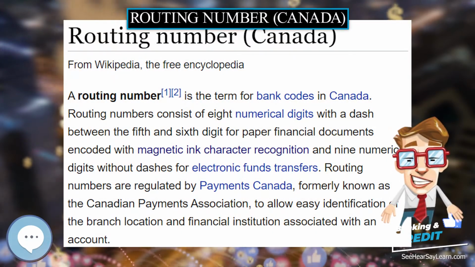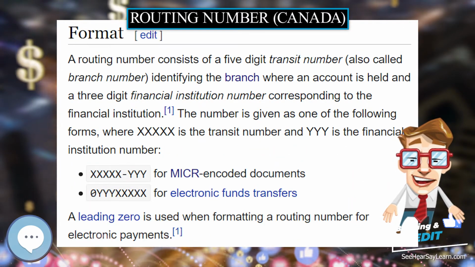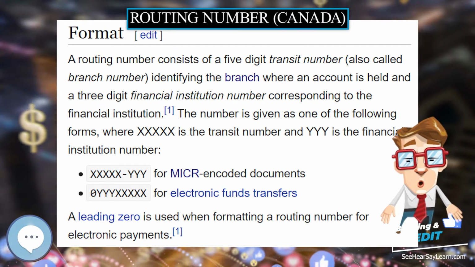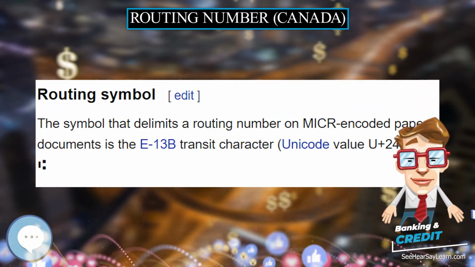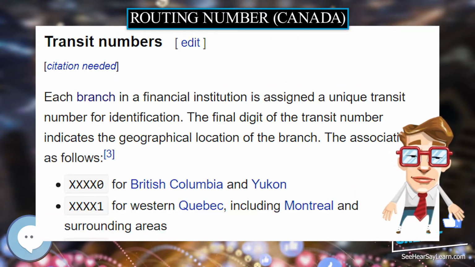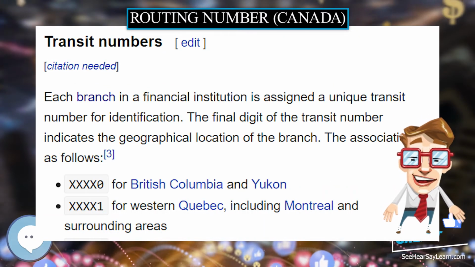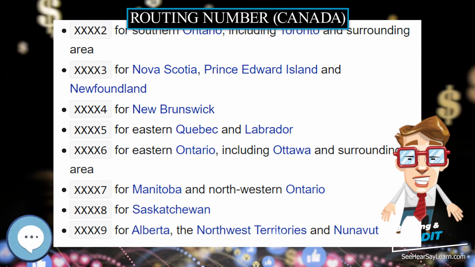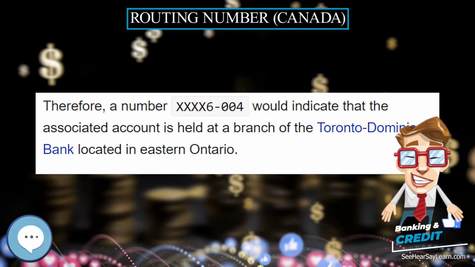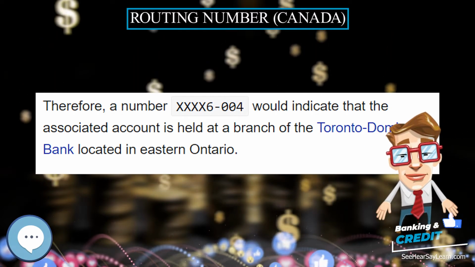Routing number, Canada. A routing number is the term for bank codes in Canada. Routing numbers consist of 8 numerical digits with a dash between the 5th and 6th digit for paper financial documents encoded with magnetic ink character recognition, and 9 numerical digits without dashes for electronic funds transfers. Routing numbers are regulated by Payments Canada, formerly known as the Canadian Payments Association, to allow easy identification of the branch location and financial institution associated with an account.